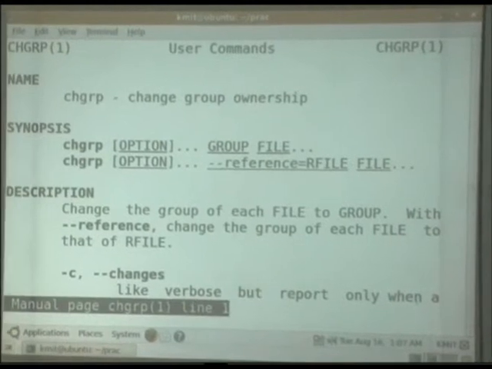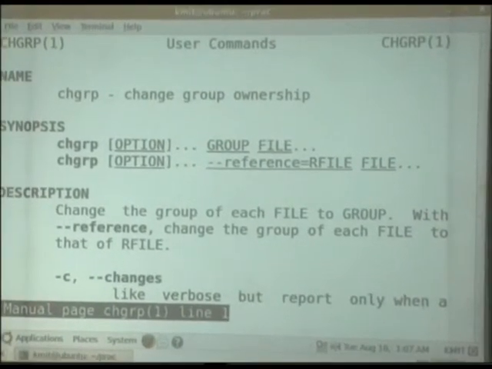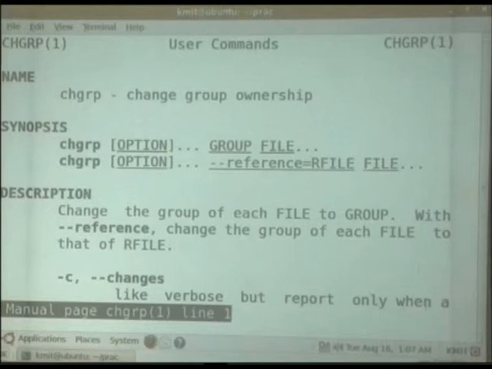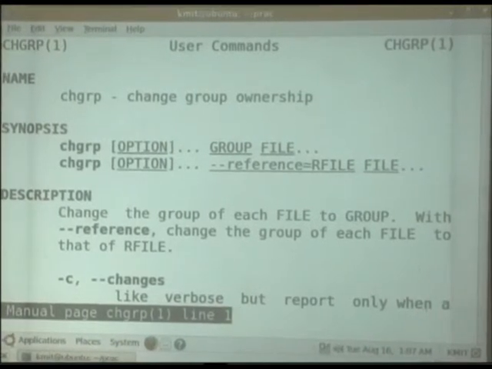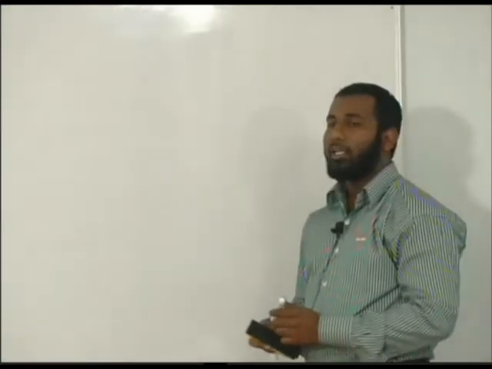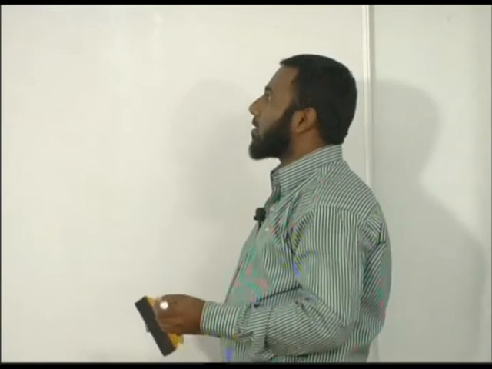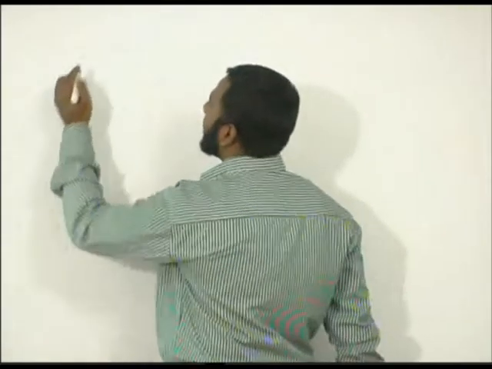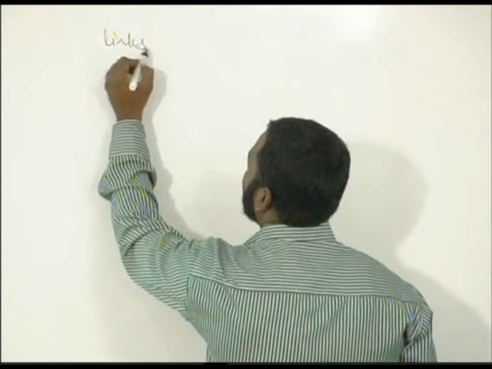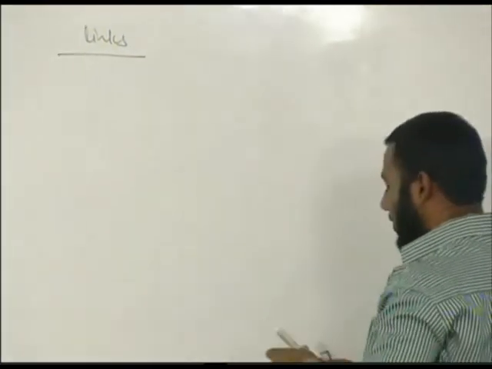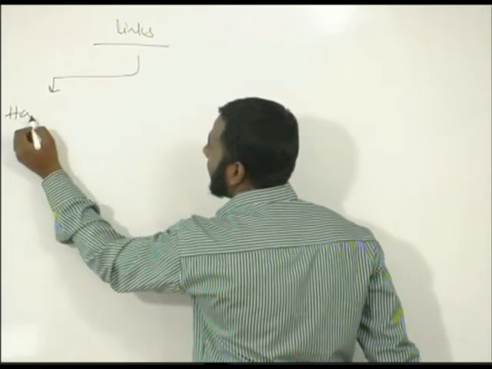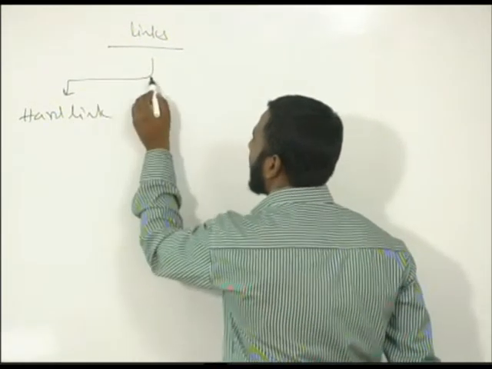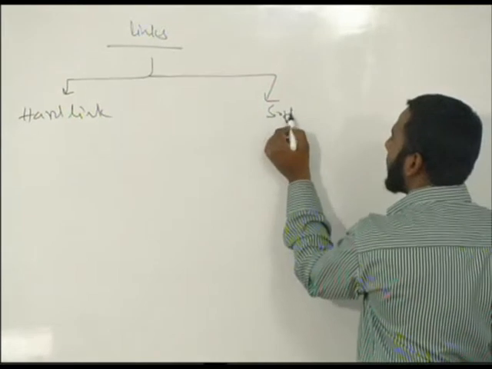Now we'll see about soft links and hard links. I have told that the inode table also maintains link counts. Now there are two types of links that can be created in Unix systems. One is called a hard link, and another is a soft link.